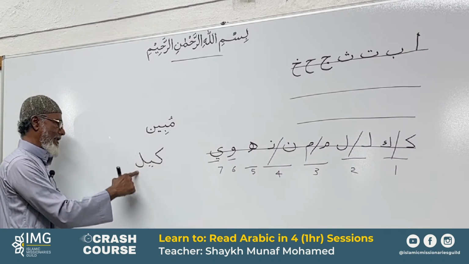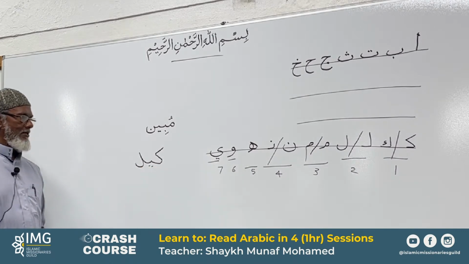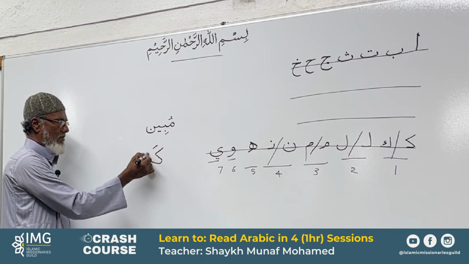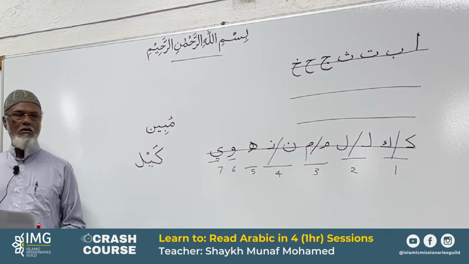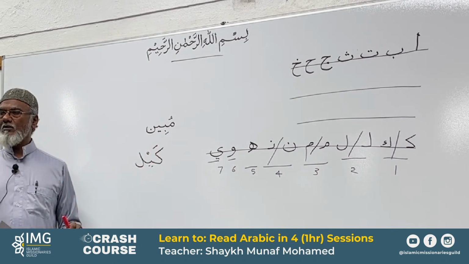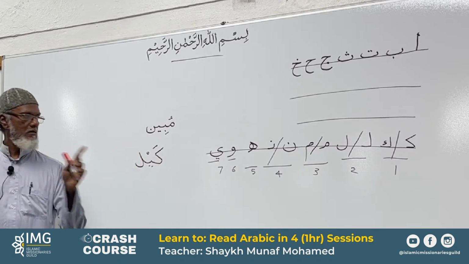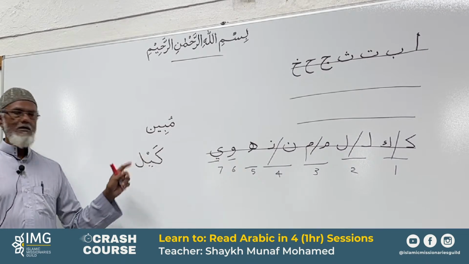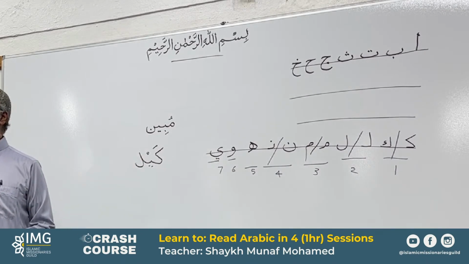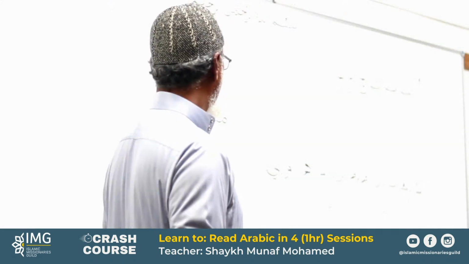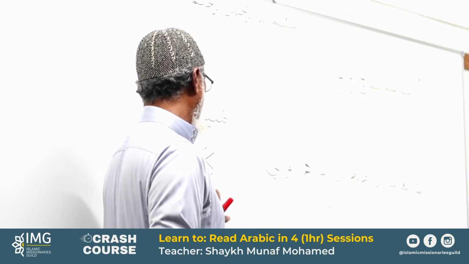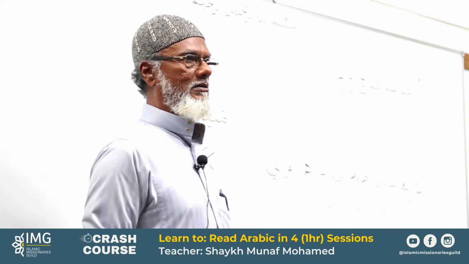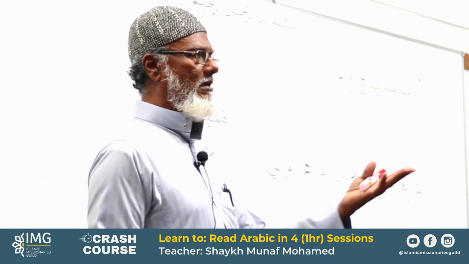Kaf, Ya, Lam. So Kaf, and then we have a Fatha here. Kaf, Fatha. That is Ka, joined to the Ya. All right? Gives me the sound Kai. Kai. Kai. All right? Kai. So the Ya is not a lengthener. All right? As we say, it's a consonant.